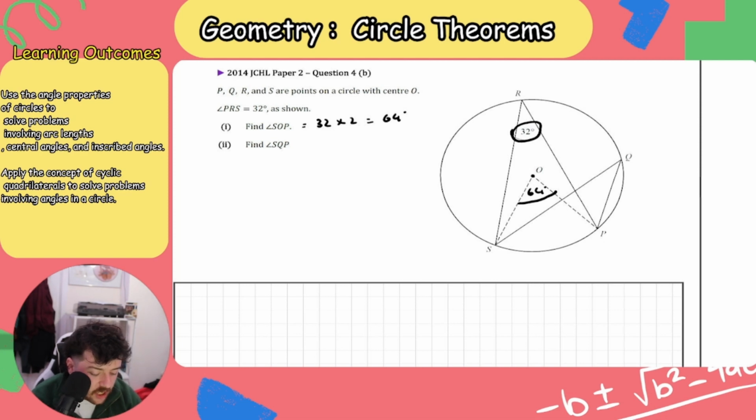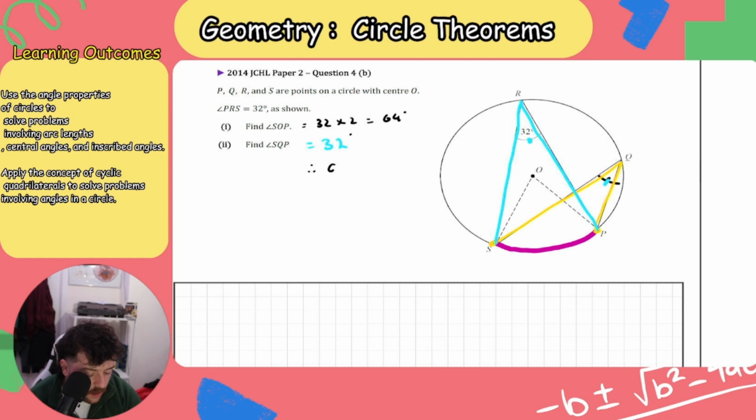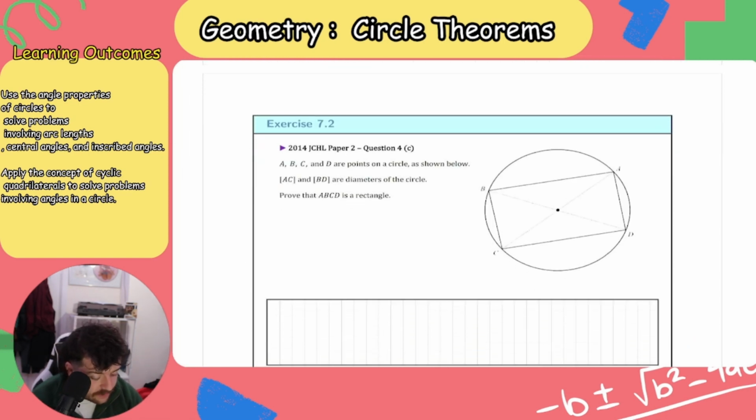Find angle SQP. So SQP, this angle here. Well, if we're lucky here, they're both on the same arc, right? They both start at points S and P. They're both on arc SP. So if they both stand on the same arc, we know they're equal to each other. So that is going to be equal to 32 degrees because of the same arc. Easy as. Let's do a few more examples.